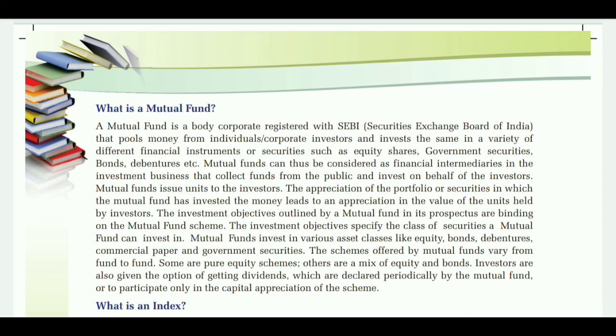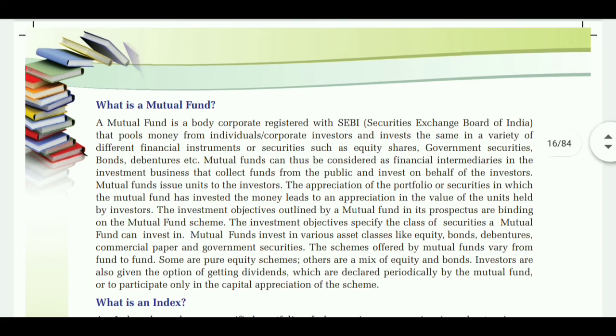The schemes offered by mutual funds vary from fund to fund. Some are pure equity schemes, others are a mix of equity and bonds. Investors are also given the option of getting dividends, which are declared periodically by the mutual fund, or to participate only in the capital appreciation of the scheme.